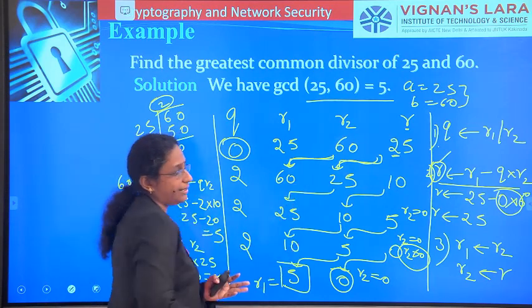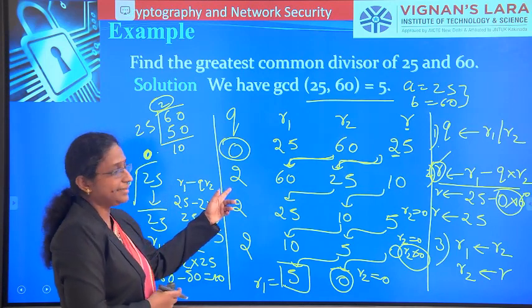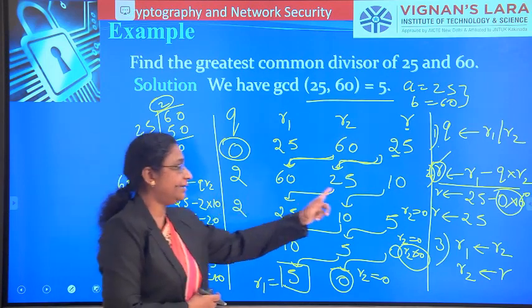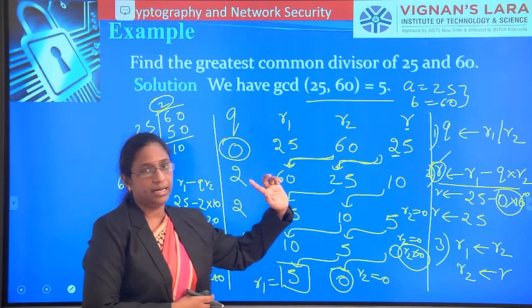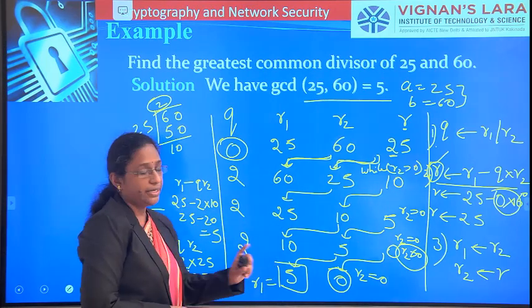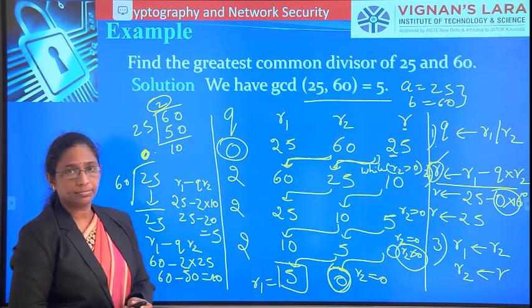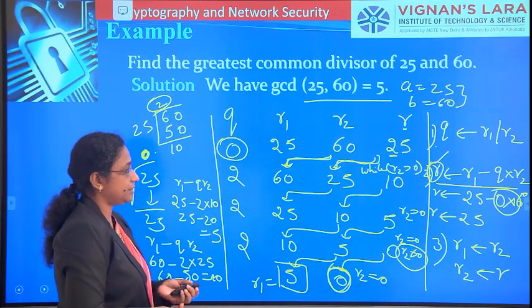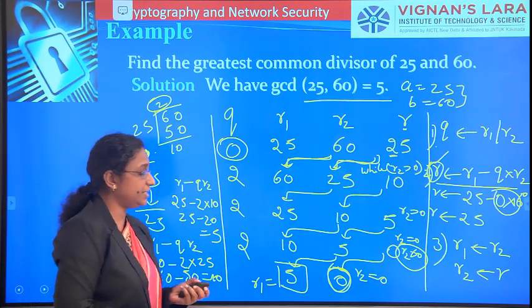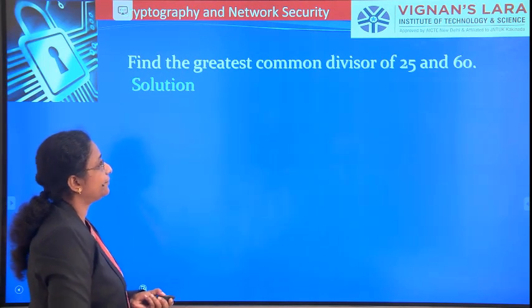Again R1 is divided by R2, we write the quotient here, and again from that quotient we calculate the R value. We will be doing that until R2 is equal to 0. So that is the process for calculating the GCD of two numbers.